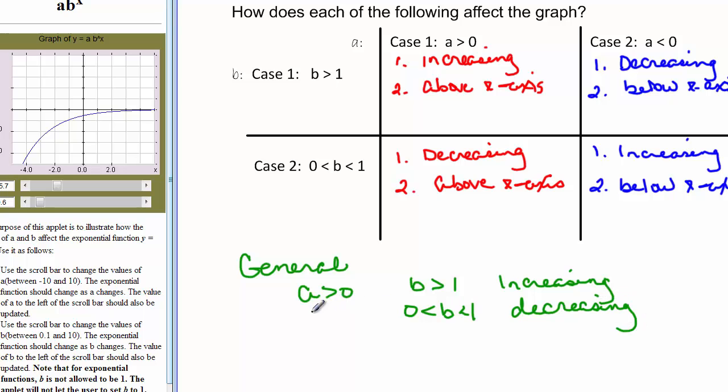The A also tells us a couple of things. One thing it tells us is which side of the x-axis this graph is going to be on. If it's greater than 0, we know that it's going to be above the x-axis. But the other thing that A tells us, that's a little bit harder to see in the graphic that we were looking at, is what the y-intercept is. It will always be the y-intercept.